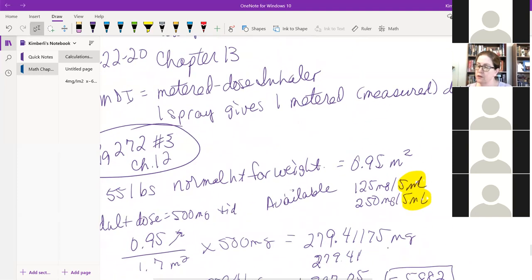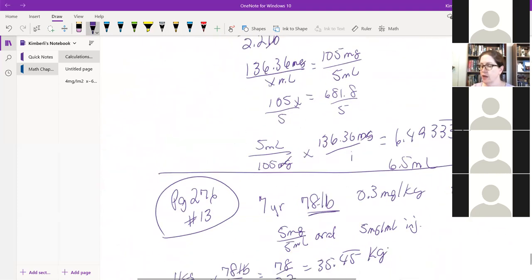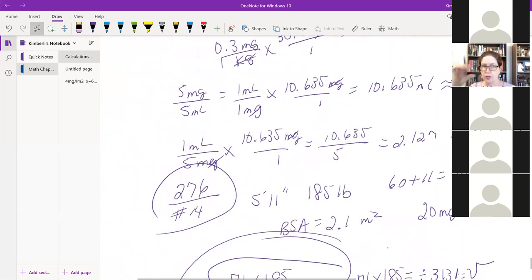Okay, so a metered dose inhaler, the metered means that it's measured. So one spray gives one metered or measured dose. Okay, so they know exactly how much medication is coming out every time they push it and spray it.